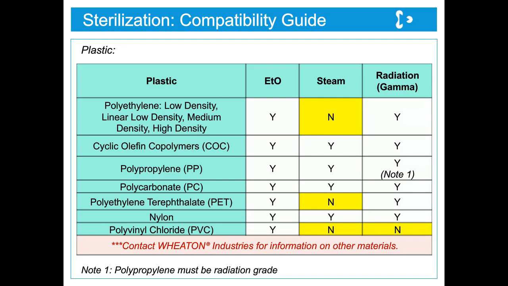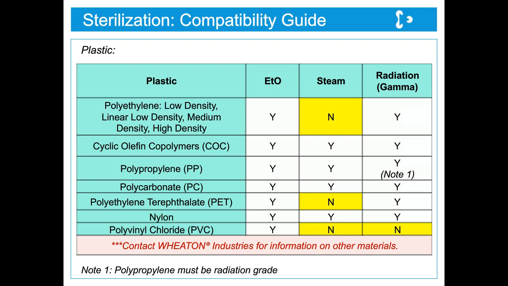Now I want to go through plastic and do the same thing I just did with glass. In this table, on the left-hand side, I have the most commonly used plastics. I have first your polyethylenes, your cyclic olefin copolymer, your polypropylene, your PC, your PET, nylon, PVC. I compared each one of these plastics with the actual sterilization method. And you can see each one is compatible with chemical sterilization. And that's due to the fact that chemical sterilization is a low-temperature sterilization process.